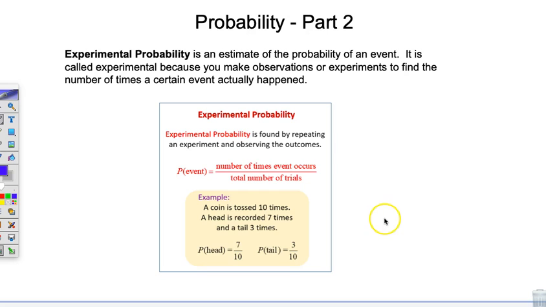So for example, if you take a coin and you toss it 10 times, a head is recorded 7 times and a tail is recorded 3 times. So in this problem, P is standing for probability, so the probability of you getting heads would be 7 out of 10 tosses. The probability of you getting tails is 3 out of 10.